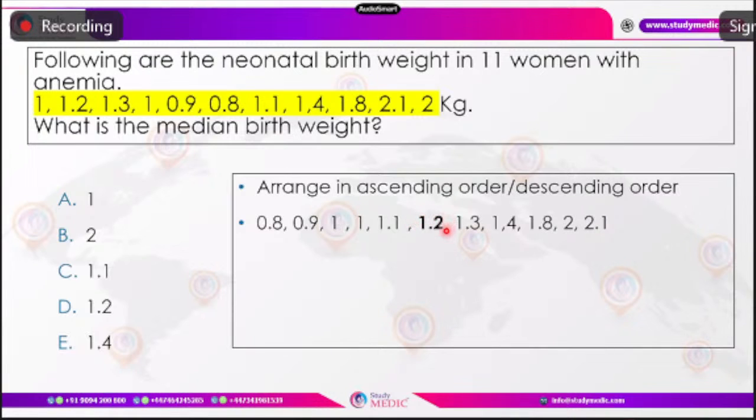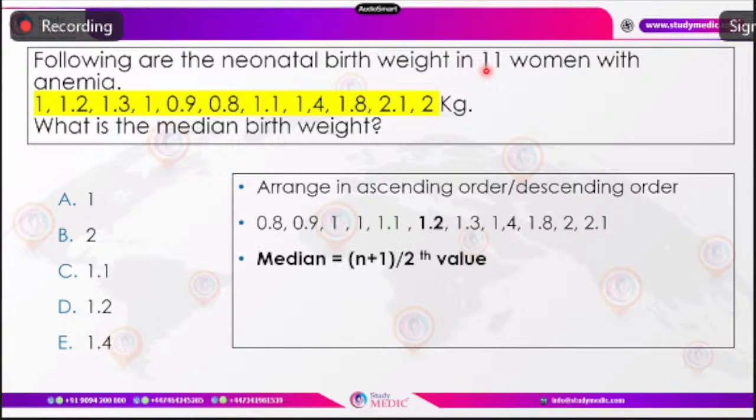How we found this out visually is that on either side of 1.2 there are 1, 2, 3, 4, 5 values on the right side and 5 values on the left side of the median. So an equal number of values lies on either side of the median. That is the median, 1.2. Here the sample size is odd, that is n is equal to 11, so it is easier to find.